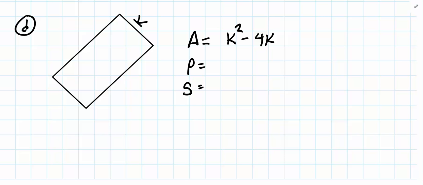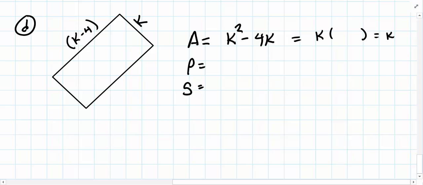Then what's the other side? Okay, so then this side has to be K minus 4. Why is that true? Because k times k minus 4 equals k squared minus 4k. So we can break this down into, since the area is the base times the height, K times what would have to give us K squared minus 4K. So that would be a K minus a 4, right? So the base and the height are K and K minus 4. So then I don't really need S in this case.